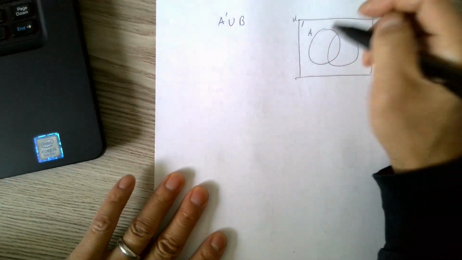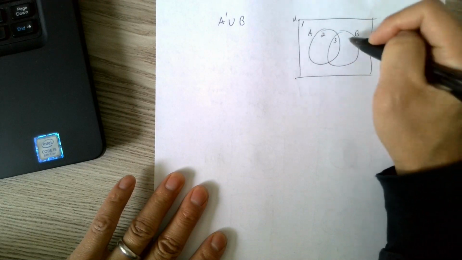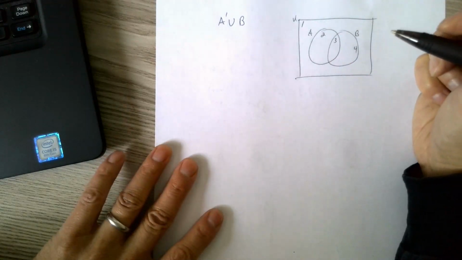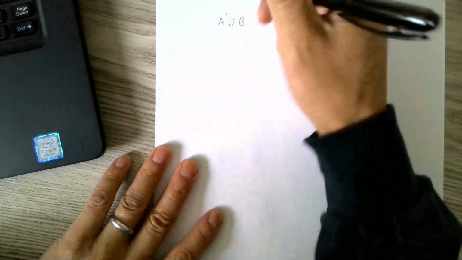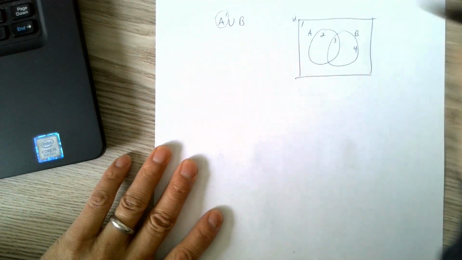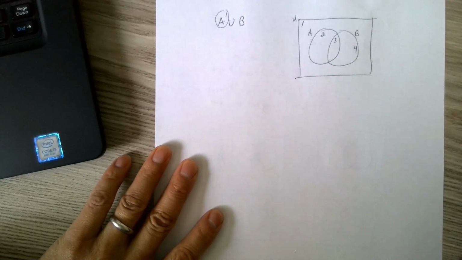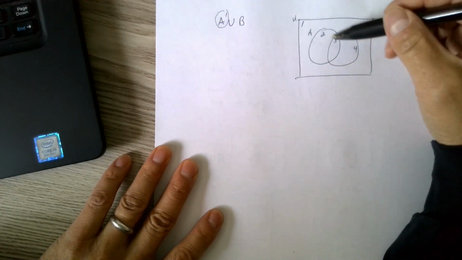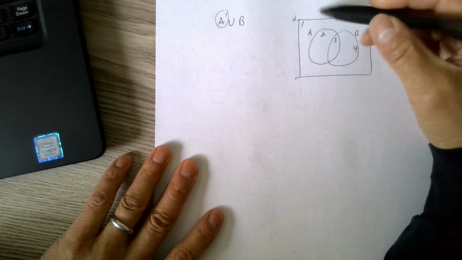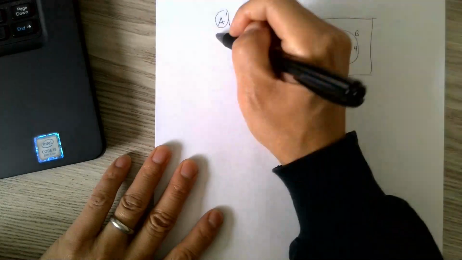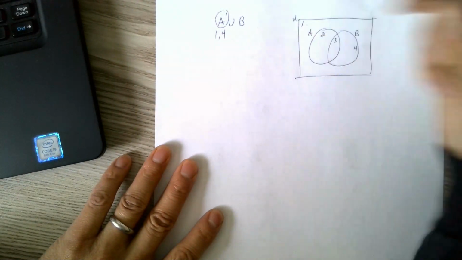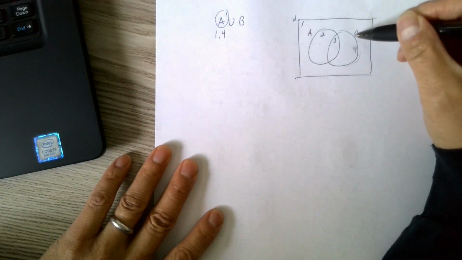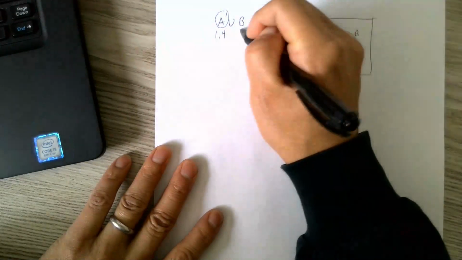Okay, I'm going to number my regions 1, 2, 3, and 4. Alright, so order of operations, I do this first. The complement of A would be everything outside of A. So not 2, not 3, 1 and 4.